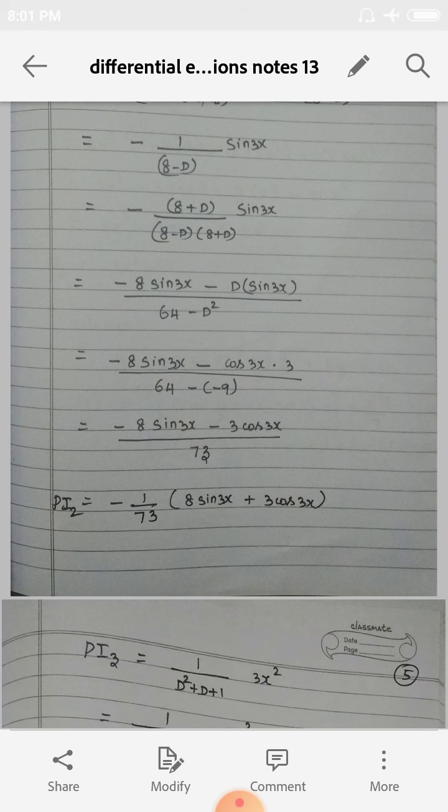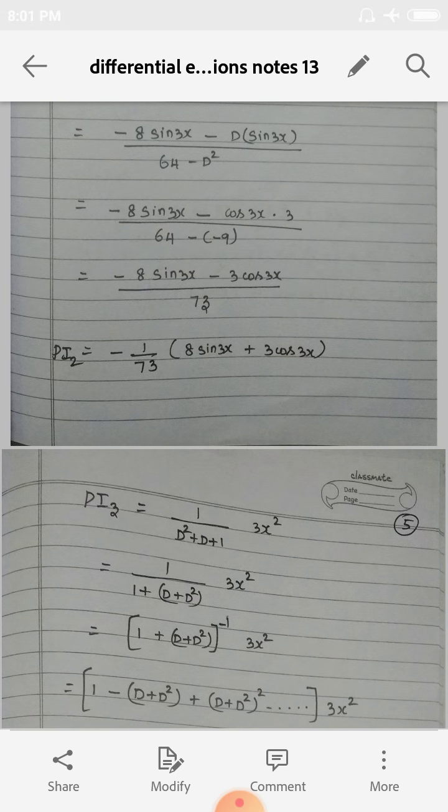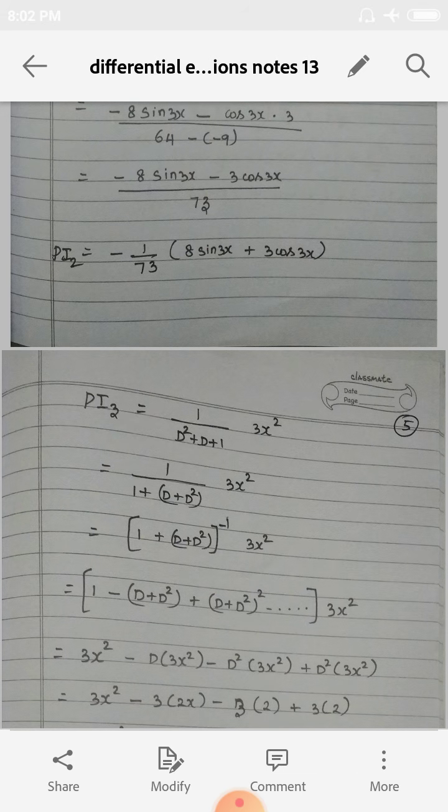Now just multiply the numerator: minus 8 sine 3x minus d of sine 3x, divided by, see the denominator is in the form of a plus b into a minus b, that is 64 minus d square. So minus 8 sine 3x minus differentiation of sine 3x; differentiation of sine x is cos x, so cos 3x into 3, divided by 64 minus, again substitute d square is equal to minus 9. So we get 64 minus of minus, it becomes plus. So 64 plus 9 we get 73. So minus 1 by 73, 8 sine 3x plus 3 cos 3x. This is the particular integral number 2.